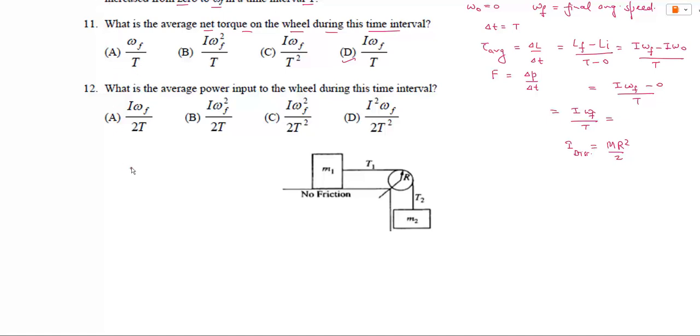Question number 12. What is the average power input to the wheel during this time interval? What is the average power? It's very simple. Average power is equal to tau times omega average.